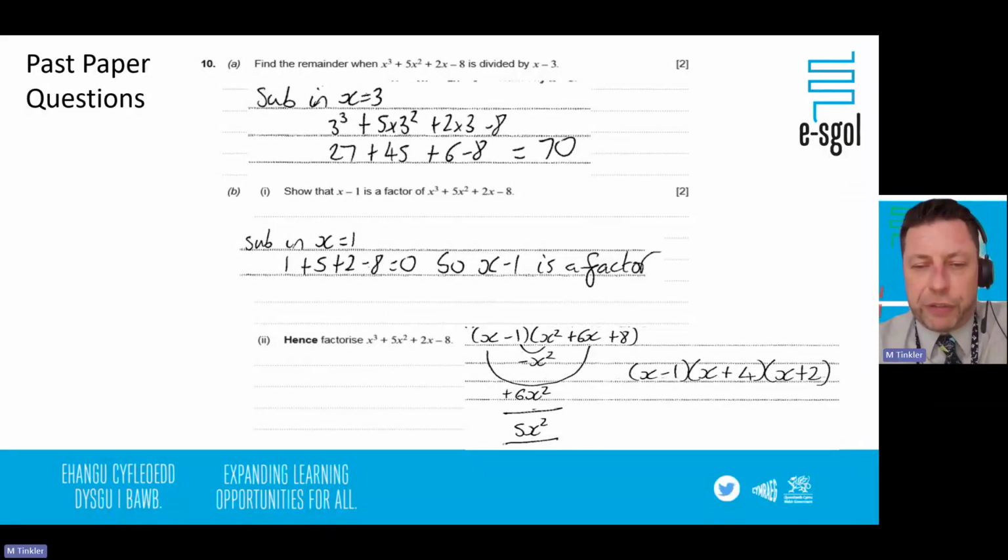And this is the easiest factorizing question I've seen in additional maths in the end. Two numbers that multiply to 8 are 2 and 4, and they add up to 6.